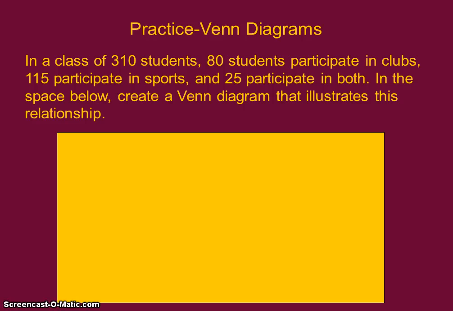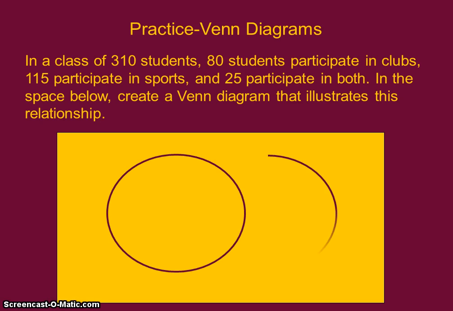Let's do a little practice with Venn diagrams again. Okay, in a class of 310 students, 80 students participated in clubs, 115 participate in sports, and 25 participate in both. In the space below, create a Venn diagram that illustrates this relationship. Okay, so first we're going to draw a circle there, and a circle there, and we'll label this clubs, and this will be sports over here, and now we need to put in the numbers.